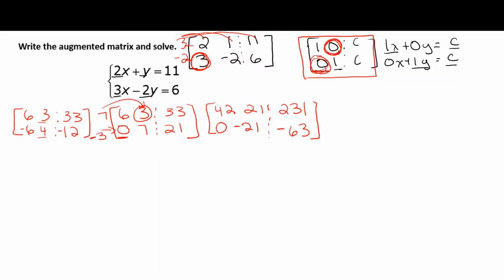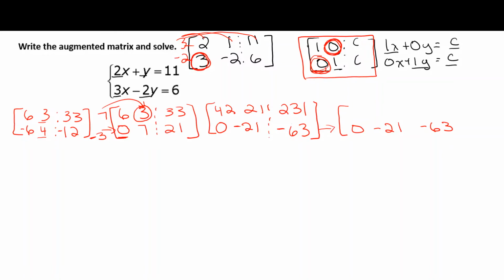Okay, so this time I want a 0 here. So I'm going to keep my bottom row the same. All right, 0, negative 21, and negative 63. I'm going to keep that the same. And I'm going to add the 2 together and put the answer in the top row.